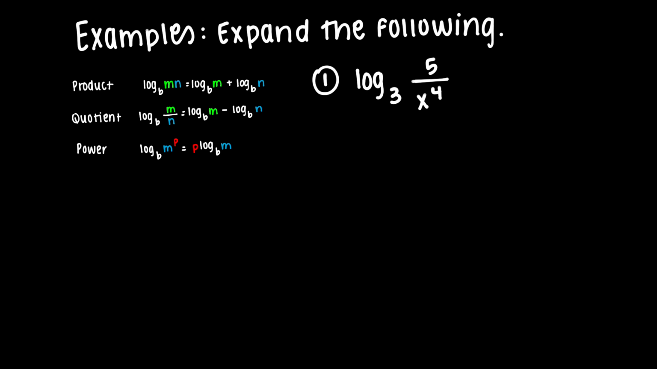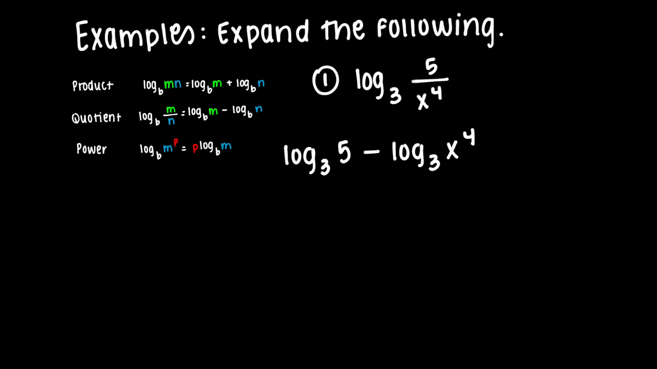I first need to decide which of my properties I'm going to use first. And if you look here, we have a division. You need to remember that division signals quotient. So that means I need to take what I have, my fraction, my division, and turn it into subtraction first. So I still have my log base 3. Because we're given that, that's what each of our logs will have. They'll all be log base 3s. With the quotient, I take whatever's in the top, so that's 5, minus log base 3 of whatever's on the bottom, so x to the 4th.